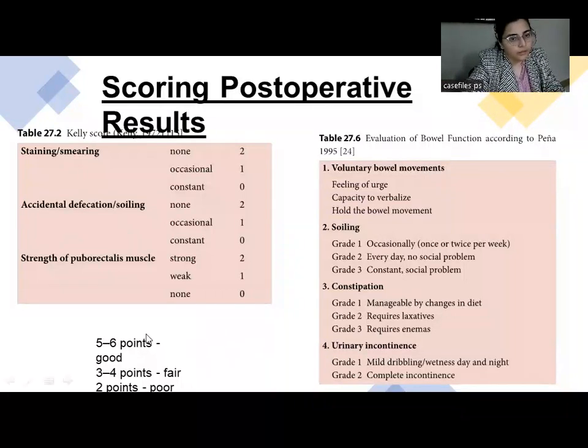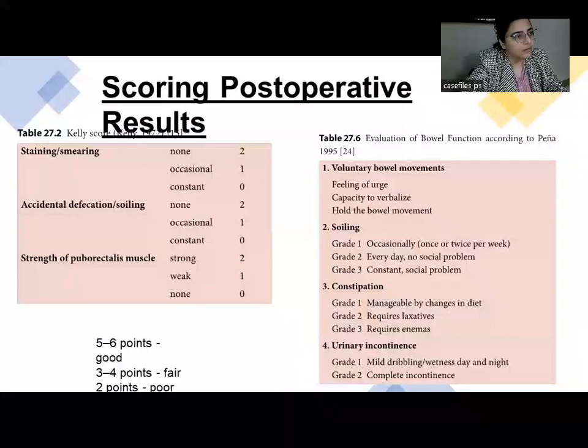Also, they've included, similar to the Kelly scoring system, whether the child is having episodes of soiling, which are occasional or everyday, or which is a constant social problem for the child. And similarly, whether the child is having problems related to constipation that can be managed by dietary changes, or the child requires laxatives or enemas, and they've classified it as grade 1, grade 2, and grade 3.